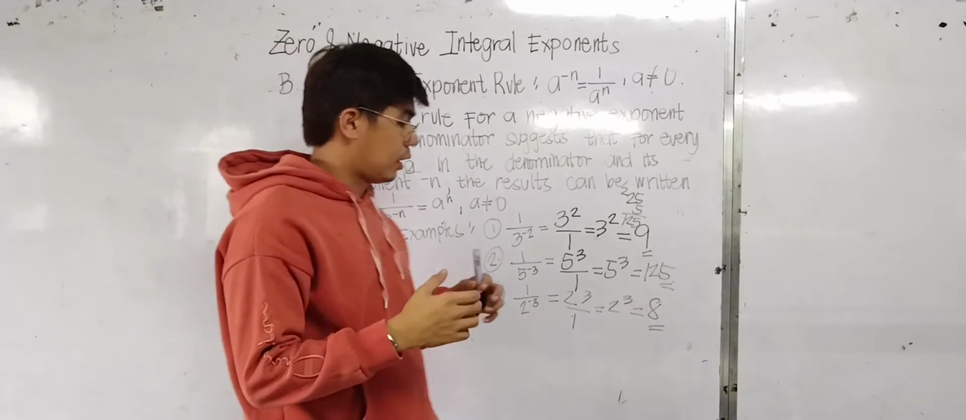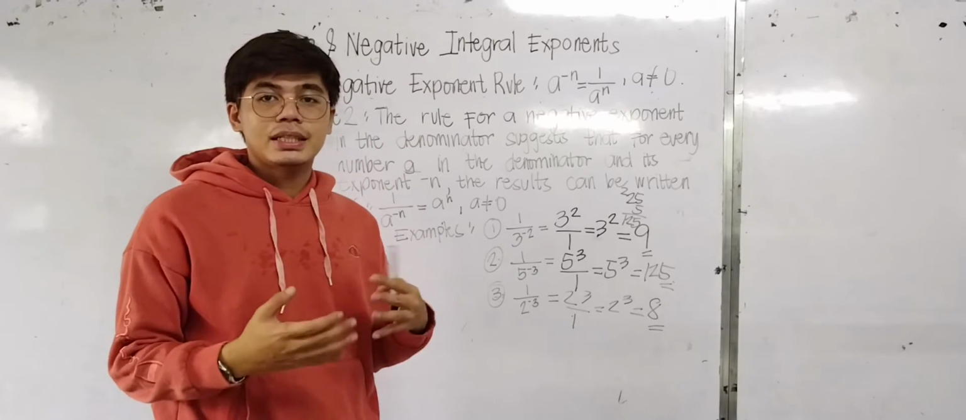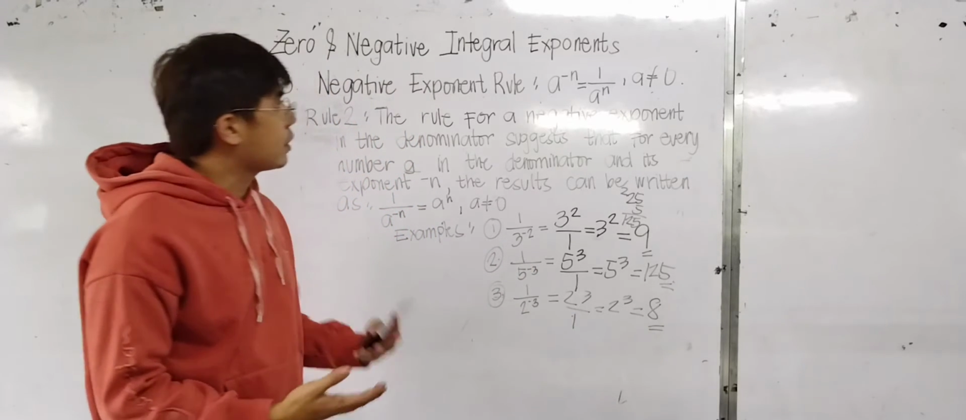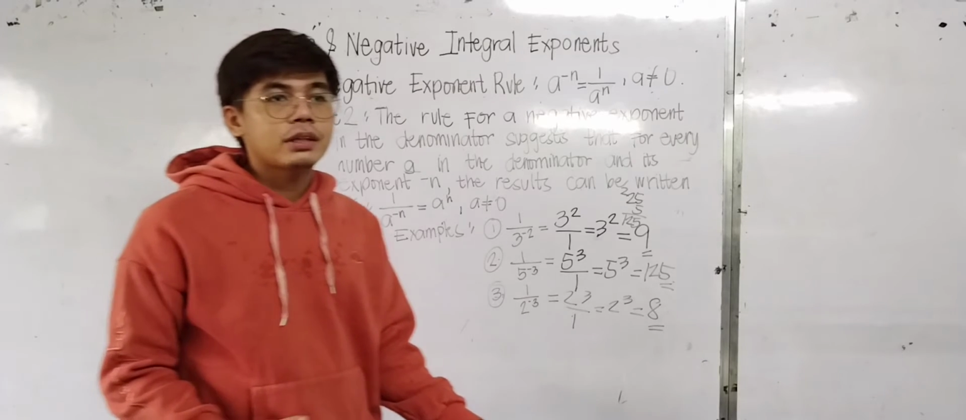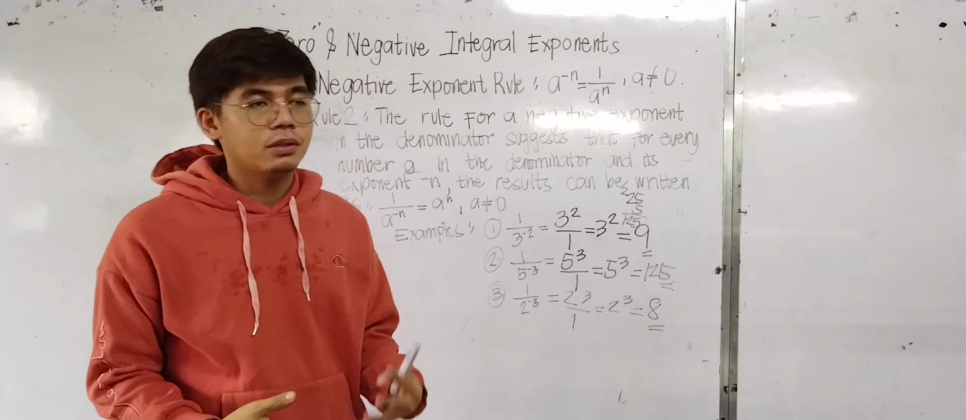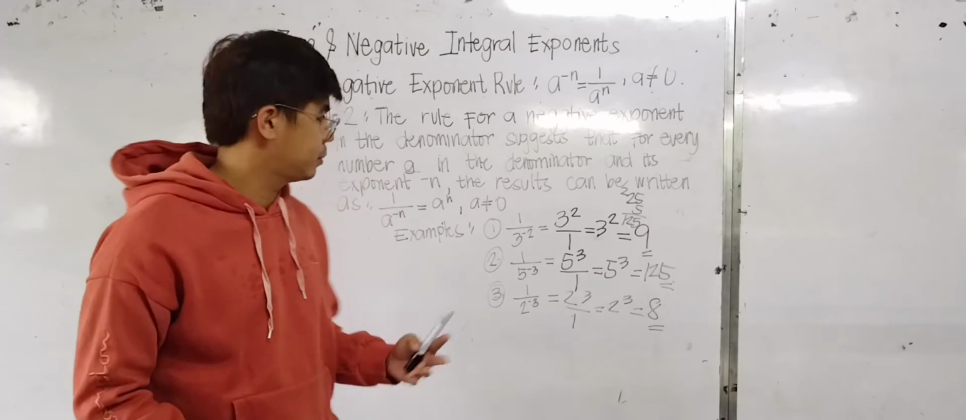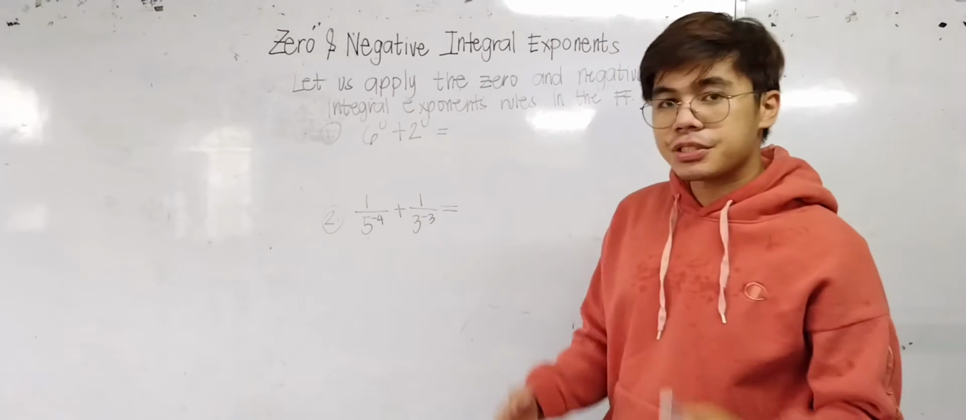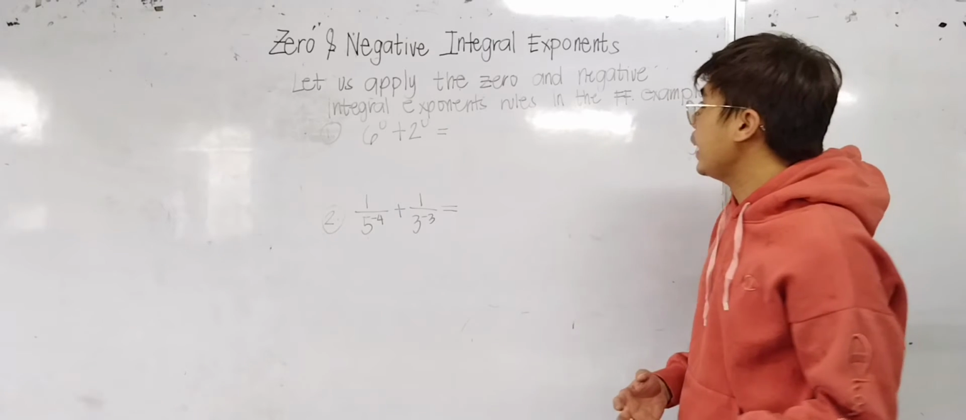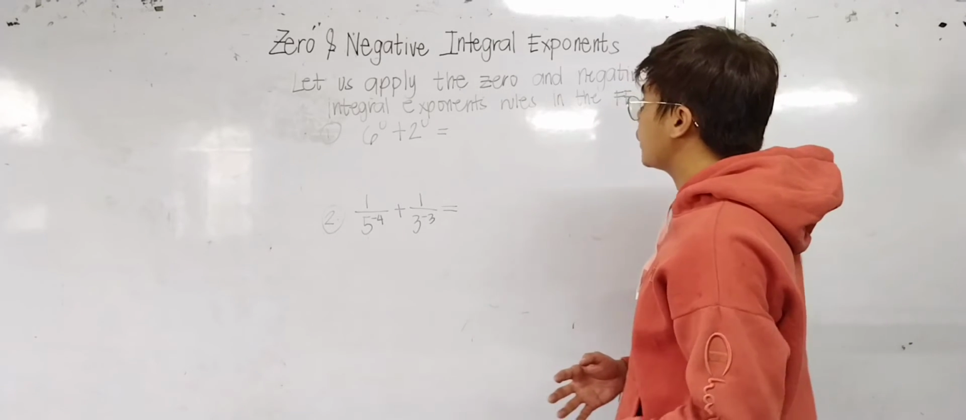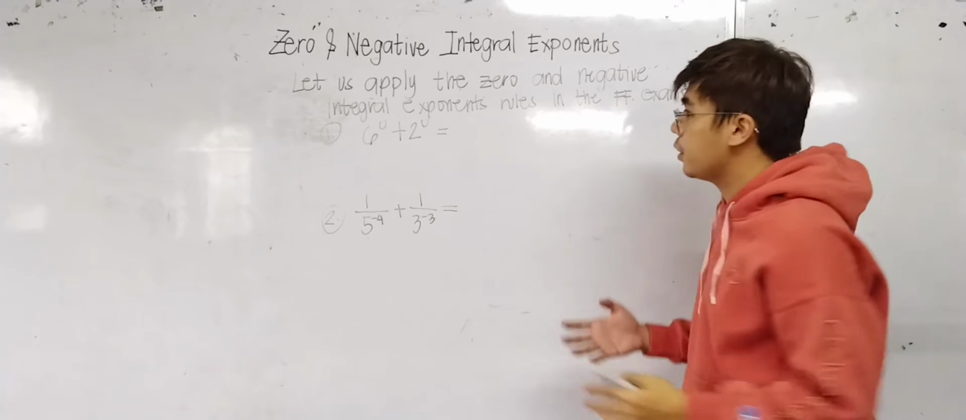Okay, now since we've already discussed the zero and negative integral exponents, we will now try to combine both of them by using and also including operations. Okay, let us apply the zero and negative integral exponents rules in the following example.